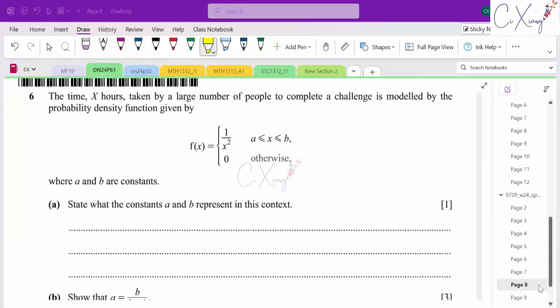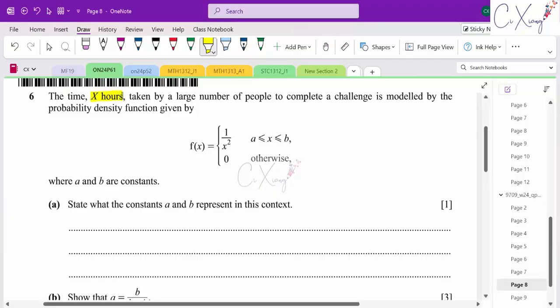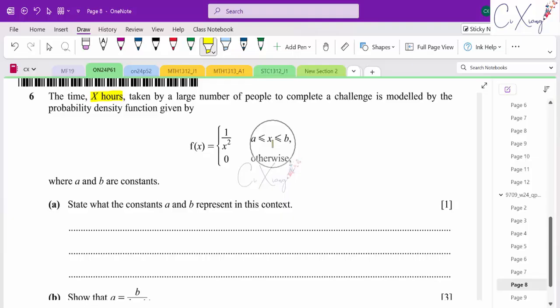Okay, so we are now at question number 6. They are talking about the time X hours taken by a large number of people to complete a challenge. It's modeled by the probability density function given by this. So this is the function and this is the range of X. A and B are constants. State what the constants A and B represent in this context.